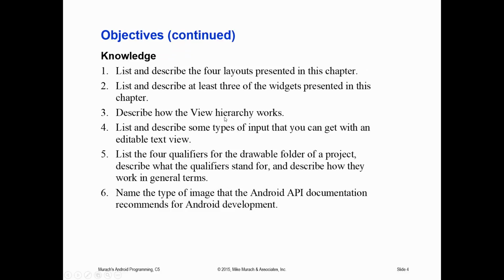Describe how the view hierarchy works, and there'll be a slide on that in just a bit. List and describe some types of input that you can get with an editable text view. List the 4 qualifiers for the drawable folder of a project. Describe what they stand for and how they work in general terms. And name the type of image that the Android API documentation recommends for Android development.